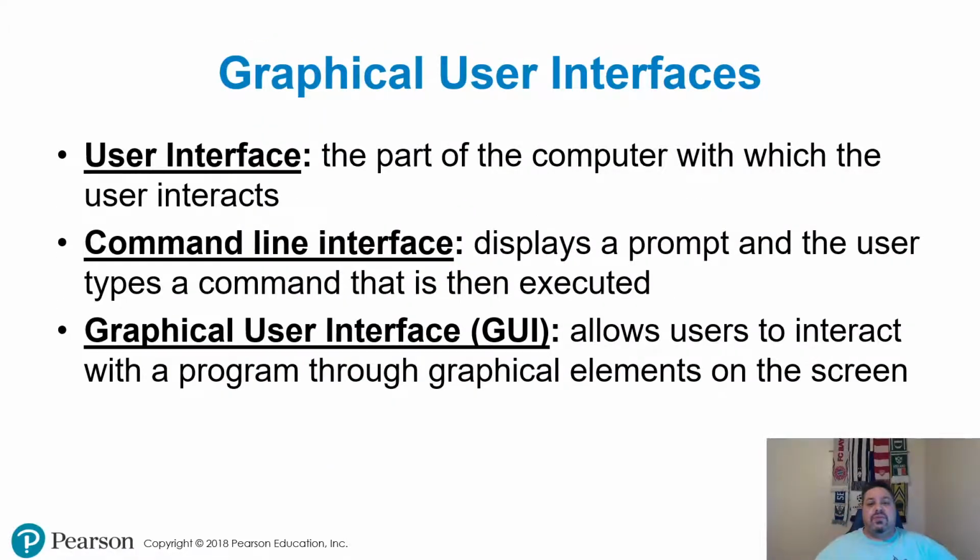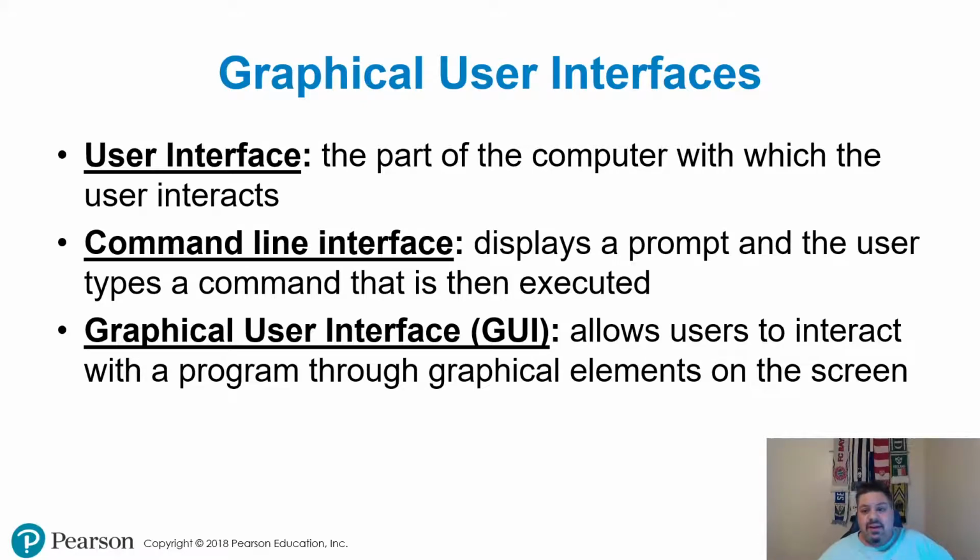What is a GUI? It stands for Graphical User Interface. User interface is the part of the computer with which a user will interact. You might use your mouse, you might use your keyboard, and you're looking at the screen. That's a user interface. It's how somebody enters things and reads things back.